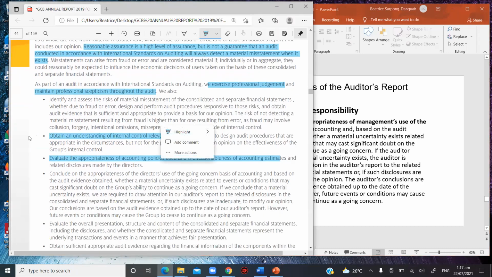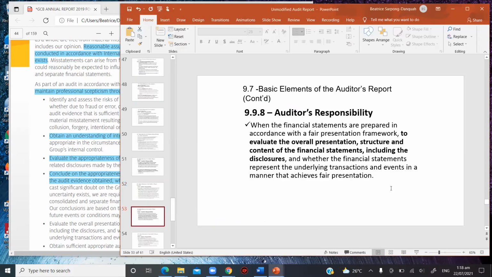So let's come here and check. We will conclude on the appropriateness of directors' use of the going concern assumption. Remember, after assessing the going concern of the organization, and if management thinks that the company will continue to exist in the next 1 year, they will prepare the financial statements on the going concern assumption or the going concern basis. So it's the responsibility of the auditor to also assess the appropriateness of management's use of the going concern assumption.